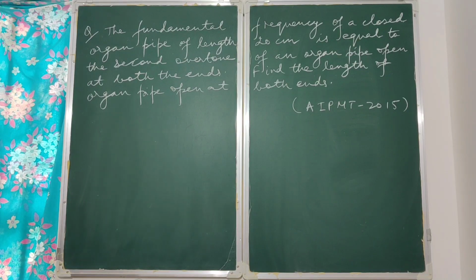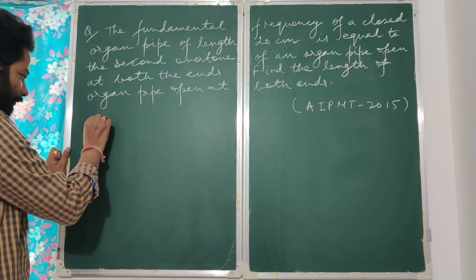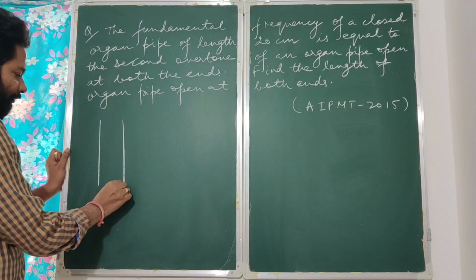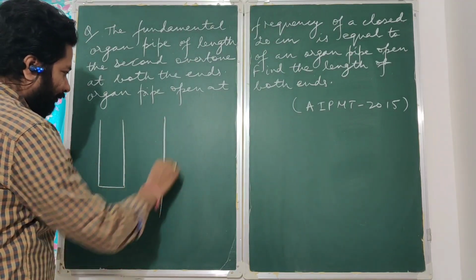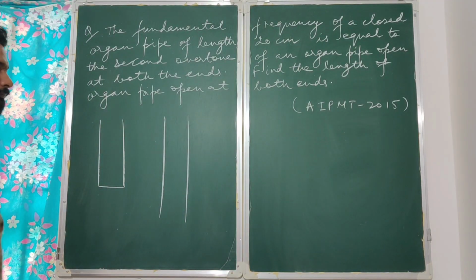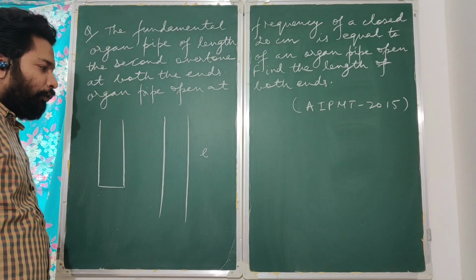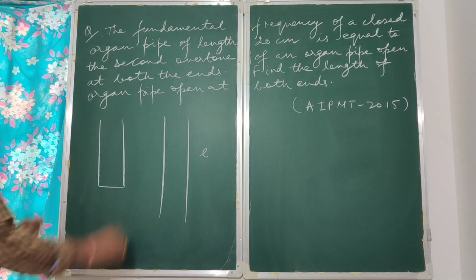Let's see this problem, which is based on organ pipe. The fundamental frequency of a closed organ pipe of length 20 centimeter is equal to the second overtone of an organ pipe open at both ends. Find the length of the organ pipe open at both the ends. So now in this question you are having one organ pipe which is closed and another organ pipe which is open. We don't know the length of the organ pipe which is open at both the ends. Let it be L. For the other one it is 20 centimeter.